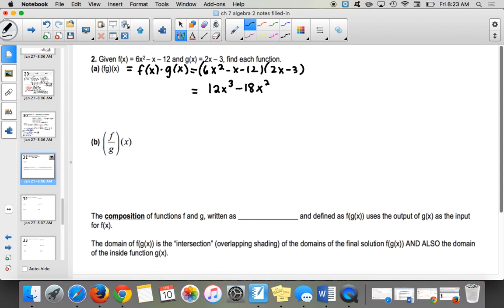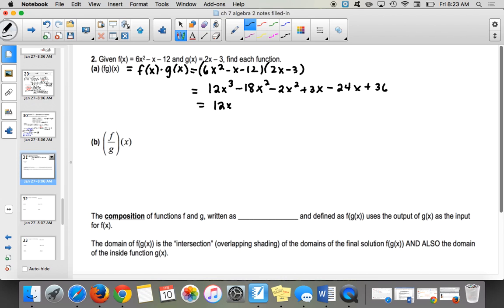And then I take my negative x times everything. So negative x times 2x is negative 2x squared. Negative x times negative 3 is plus 3x. Negative 12 times 2x is negative 24x. Negative 12 times negative 3 is plus 36.